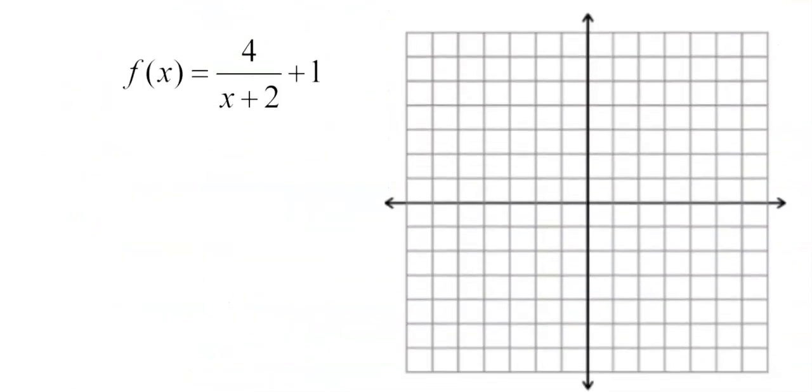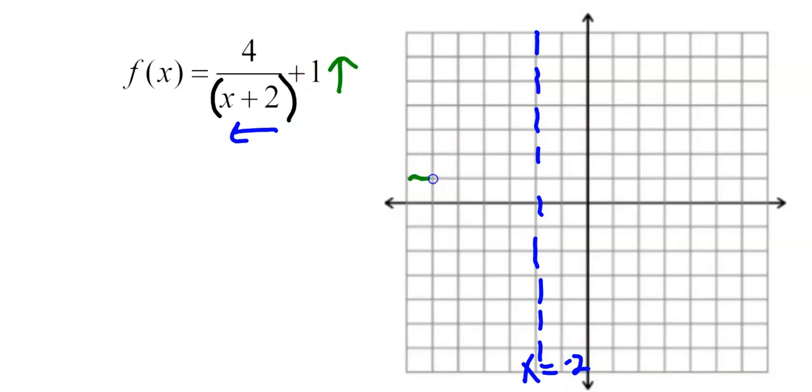Let's try another one. Again, I always do the asymptotes first. So let's figure out which direction this is going and start graphing that. So this is going to go 2 to the left. So I'm going to have a vertical asymptote at x equals -2. You want to label that x equals -2. Now a horizontal asymptote is going to move up. So y equals 1 is the equation of that. This is vertically stretching it.